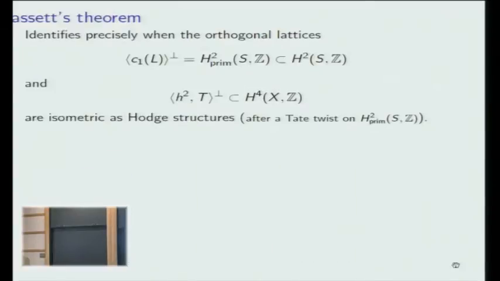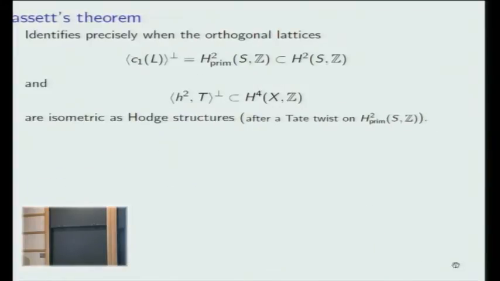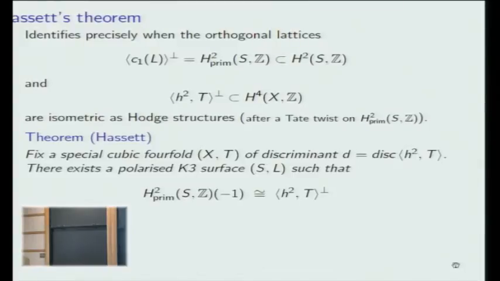always called T. And Hassett's theorem, so these two, I beg your pardon, so now I can take the orthogonals to these two. I can take the primitive cohomology on the K3 side, and I can take the orthogonal of T in the primitive cohomology on this side. And now these can be isomorphic. And Hassett worked out precisely when they are. All right, so I take the orthogonal to the two classes. The orthogonal in the K3 case is the primitive cohomology of the K3 surface. And in the cubic case, I take the orthogonal to T in the primitive cohomology. So that's the orthogonal to this lattice. And these can be isometric as Hodge structures.